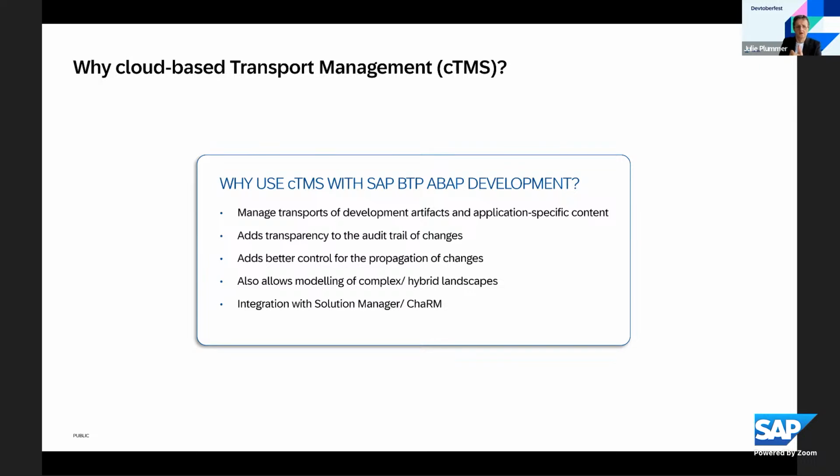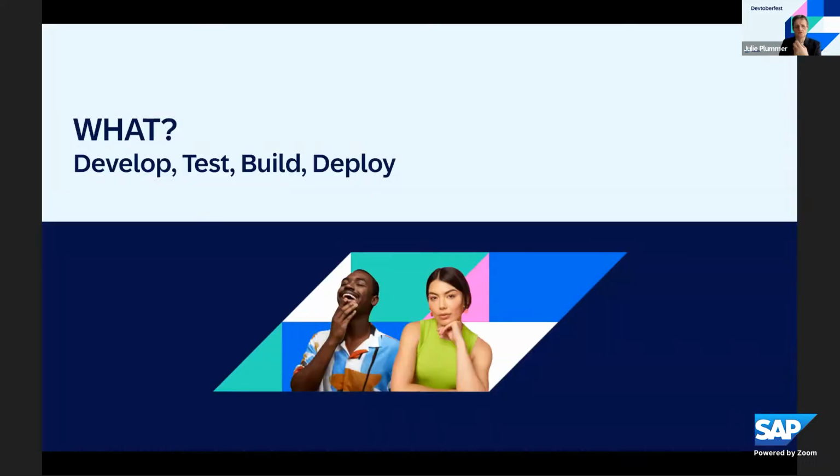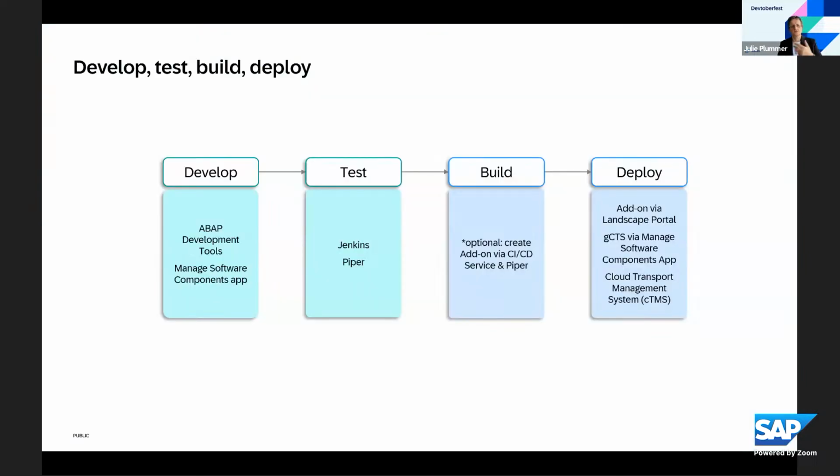What I want to do now is talk about the what. What tools are we offering to allow you to run through a Git pipeline with your Steampunk developments? These are basically the four building blocks, and we offer a variety of tools. I'm just going to go through each of these tools in a little bit of detail.